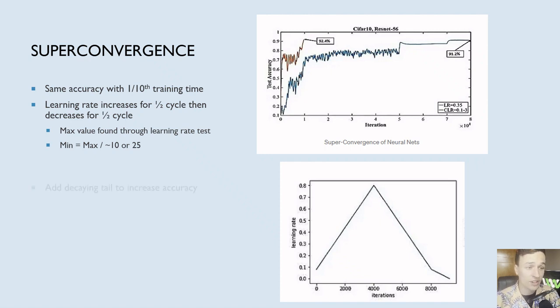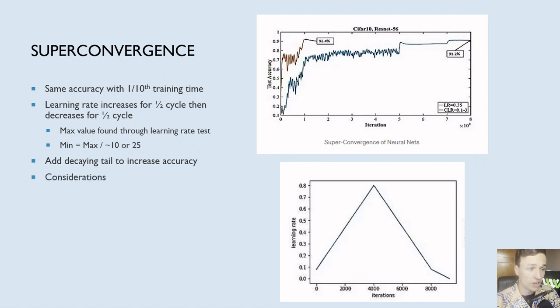Now, if you want to achieve an even more accurate model, you can add a small decaying tail at the end of your cyclic learning rate. This is seen at the bottom right of the graph at about the 8,000th iteration. This tail includes a very low learning rate, about 100 or 1,000 times smaller than the minimum learning rate, which is continually decaying and has the goal of fine-tuning your model to achieve the greatest total accuracy. It's best to train in this phase for around 5% or even less than 5% of your total training time, as you really don't want to begin overfitting your model.